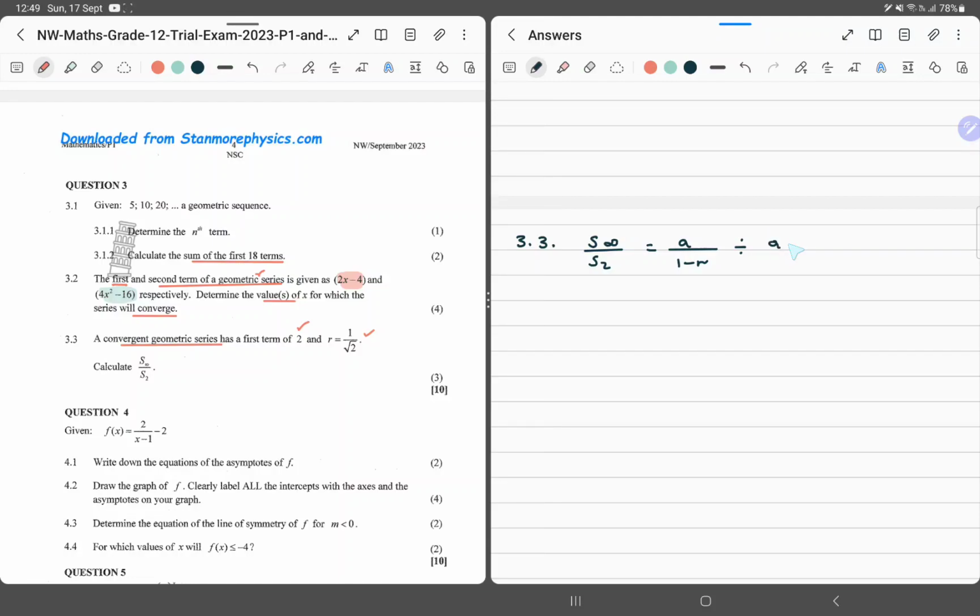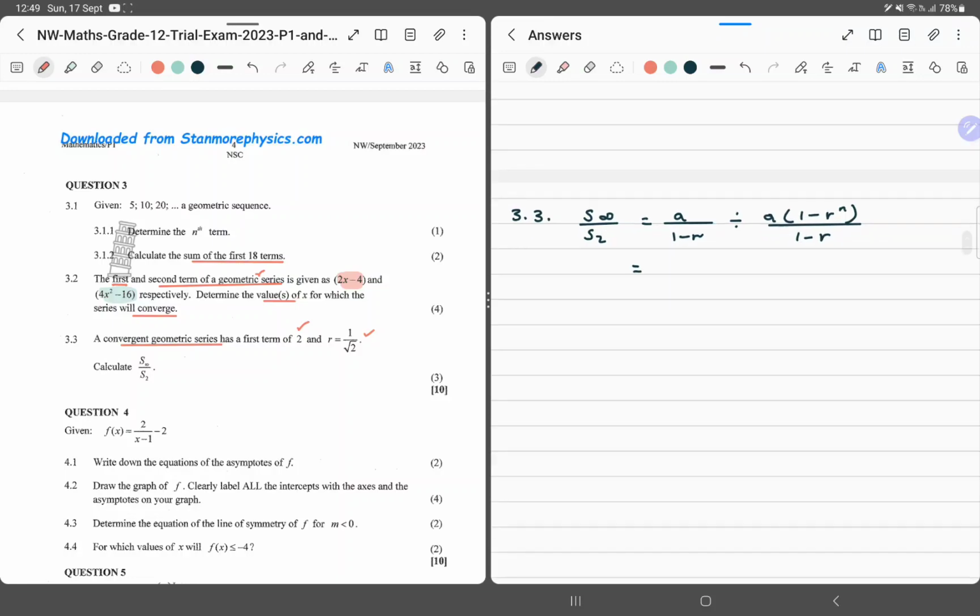Okay, let's just write the formula. It's going to be A. Since R is less than 1, it's going to be A into 1 minus R to the exponent N over 1 minus R. Okay, great. Now let's deal with this mess here.